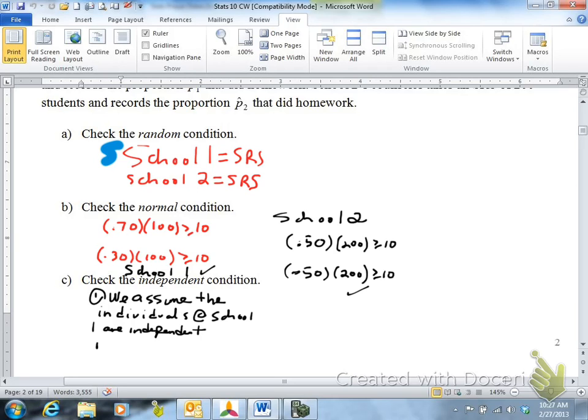But I think it's fair to say that if you're concerned about that, then you could always check that n has to be less than or equal to 1/10 of capital N. And if you notice, both schools had 2,000 students. With 2,000 students, one sample was 100, so that's less than 10%. And the other had 200, which is right on the line, but both of them are fine. So the independent conditions are fine. Moving right along.